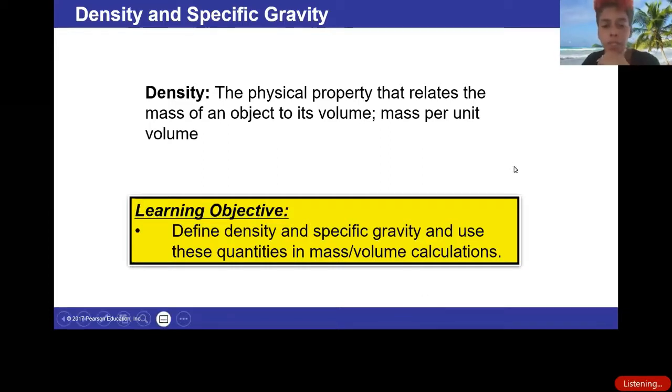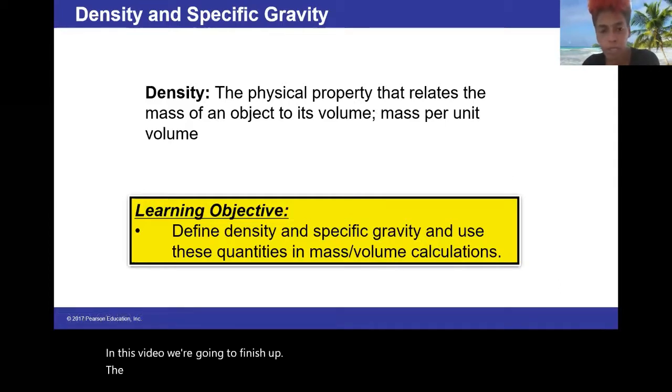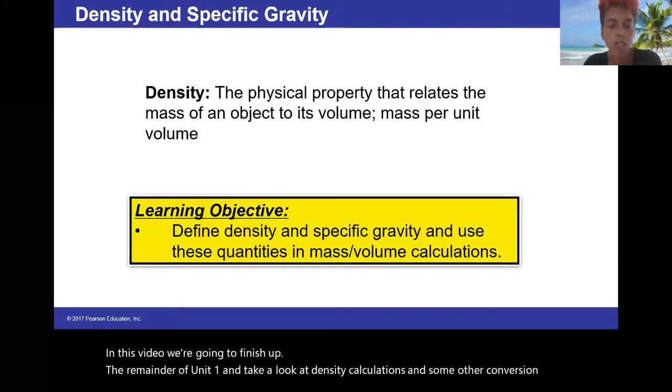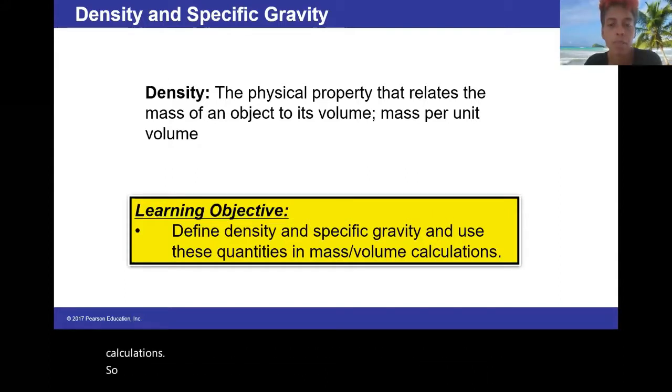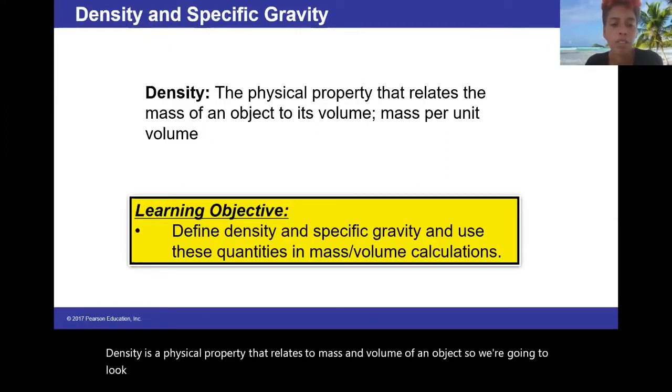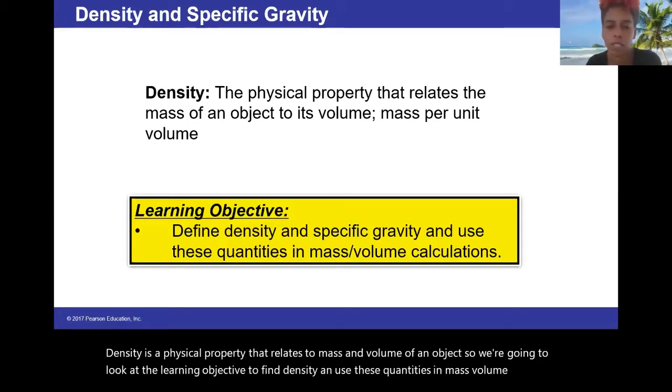In this video, we are going to finish up the remainder of Unit 1 and take a look at density calculations and some other conversion calculations. So density is a physical property that relates to mass and volume of an object. So we're going to look at the learning objective to define density and use these quantities in mass and volume calculations. We're not really going to look at specific gravity.